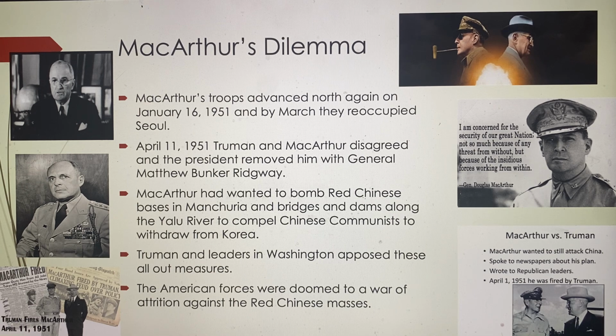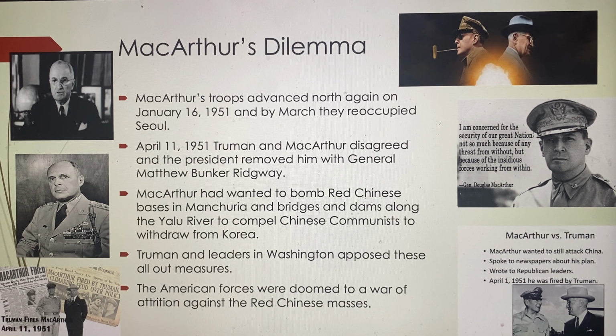So Truman and the leaders in Washington opposed all of Douglas MacArthur's measures. And then Douglas MacArthur said this is what needed to be done. And so Truman, they got into an argument and he fired Douglas MacArthur. The president fired his great general. And so the people in America were shocked at this. The American forces were now doomed to a war of attrition against the Red Chinese masses. Because basically it would be a no-win war. We're just trying to keep everything stable there, contain them and all this. And it would go from that and on to the same situation that would happen later on in Vietnam War.